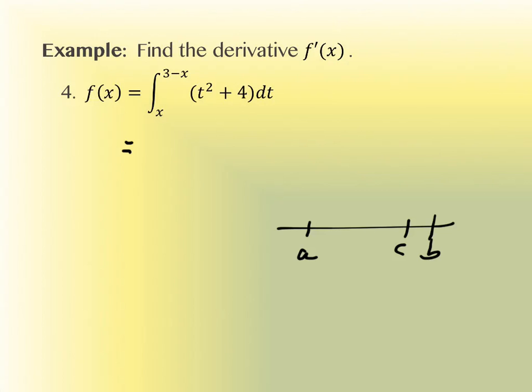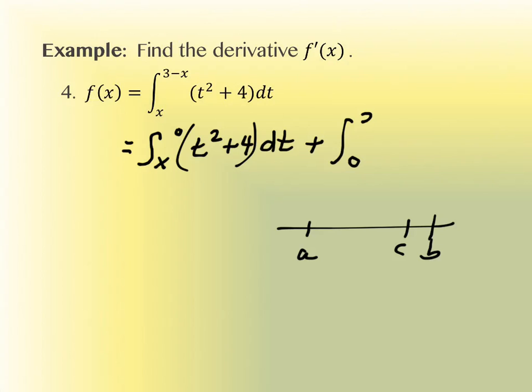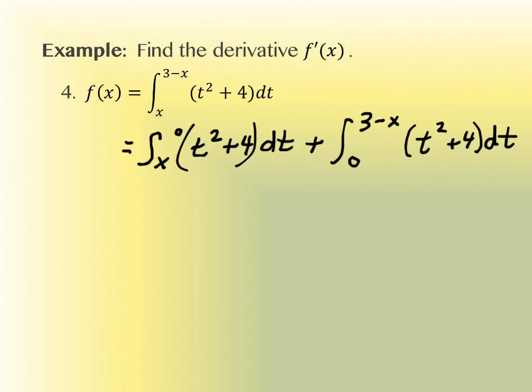We're going to do that. So what we're going to see happen is we're going to go from x to 0 of our function t squared plus 4 dt. And then we're going to go from 0 to 3 minus x of t squared plus 4 dt. All we're doing is we're breaking it apart at the value 0 between the two. Okay, is everybody good on that step? All I've done is break it apart into two different integrals, and I'm allowed to do that. We did a theorem in the last section, in section 4.4, that had that feature.